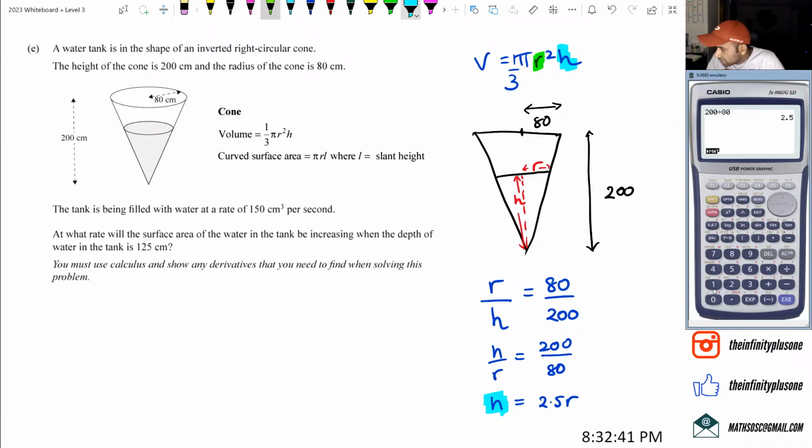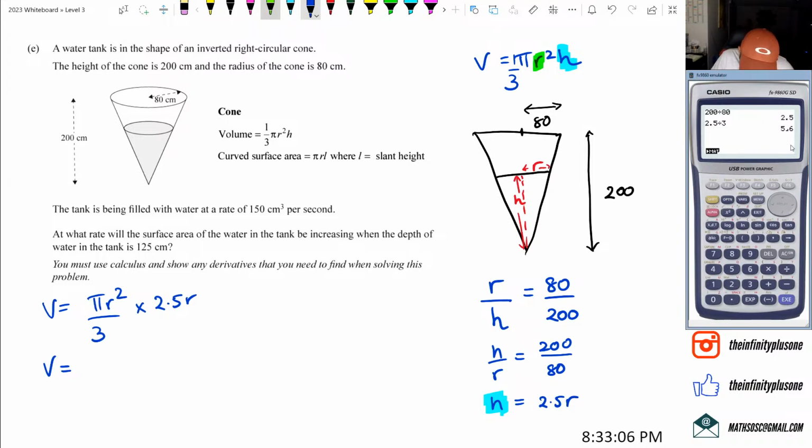All right, so I'm going to get rid of that h, and I've got volume is equal to pi r squared divided by 3 multiplied by h, which is 2.5 r. So my volume equation is now 2.5 divided by 3. I don't like putting decimals in fractions, so I'm just going to click on that F to D, and I've got 5 over 6. So 5 over 6 pi r cubed.